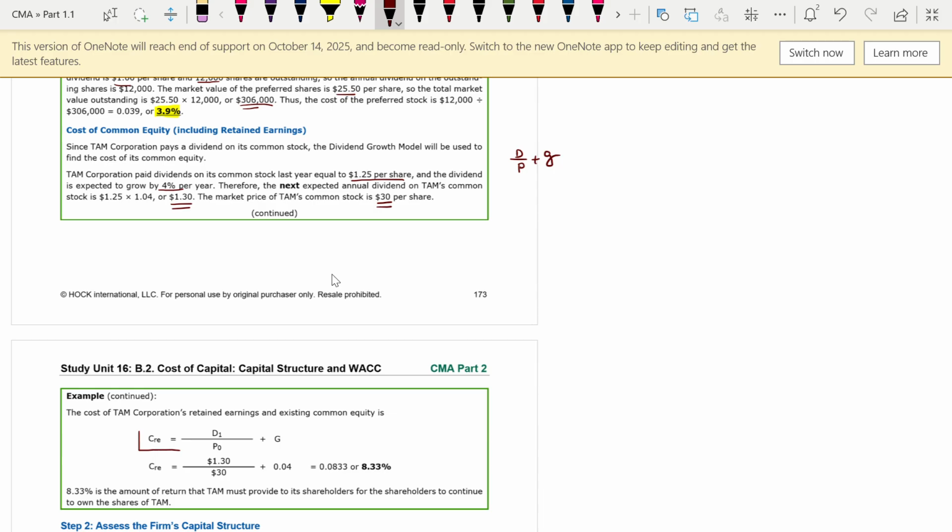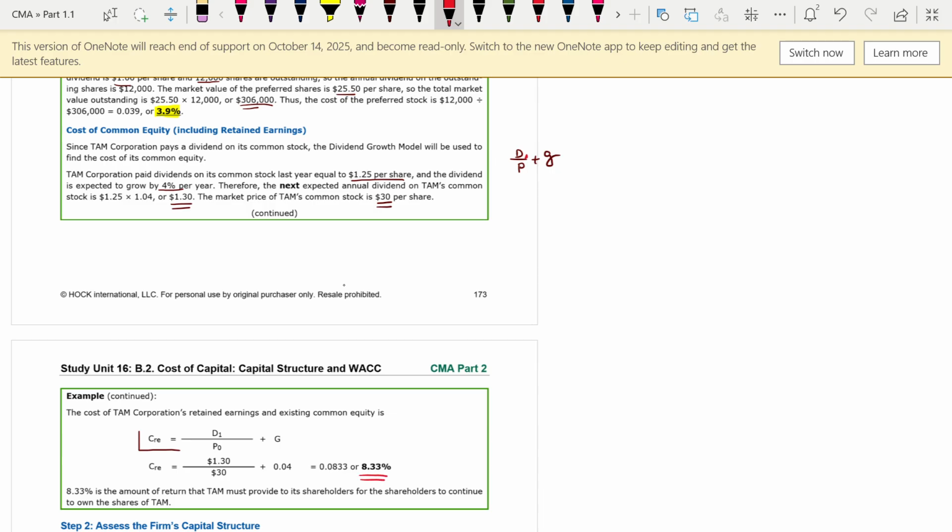If you can put it in a clearer way, I have put D, you put D1. Now, what is the next year dividend? D1 divided by P0 plus G. This is the cost of equity shares.